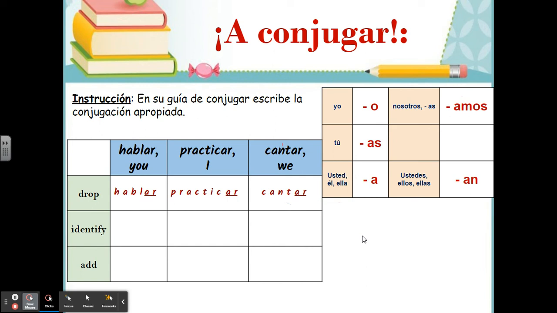Drop. It is hablar. What do I drop? I drop my ending. The AR goes away. Now I need to know who I'm talking about. If it says you, it means I'm talking to a friend. Tú.